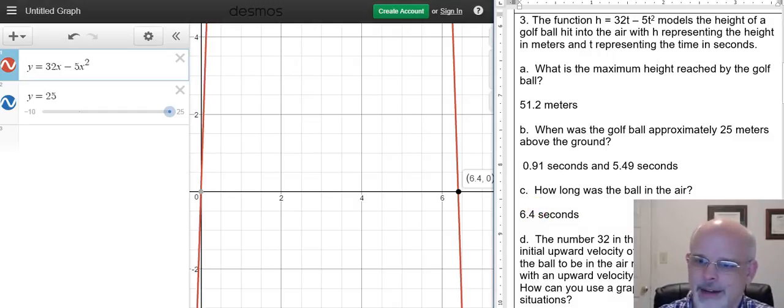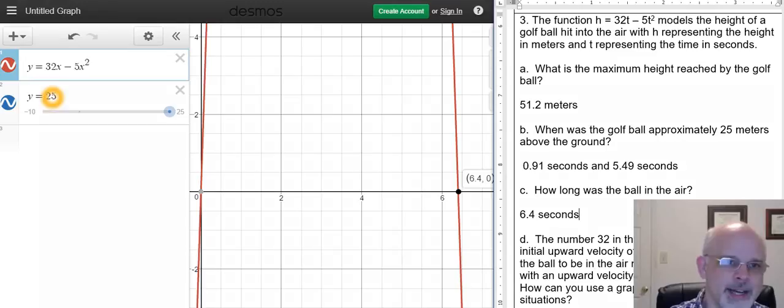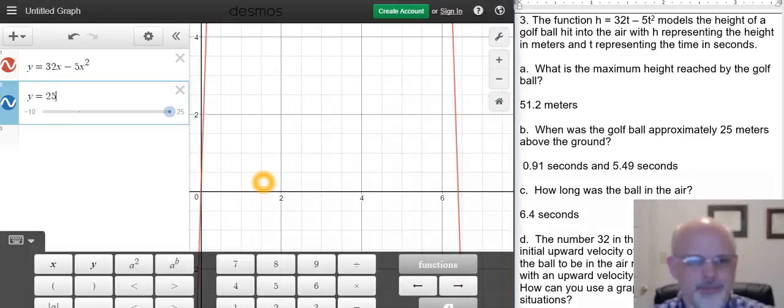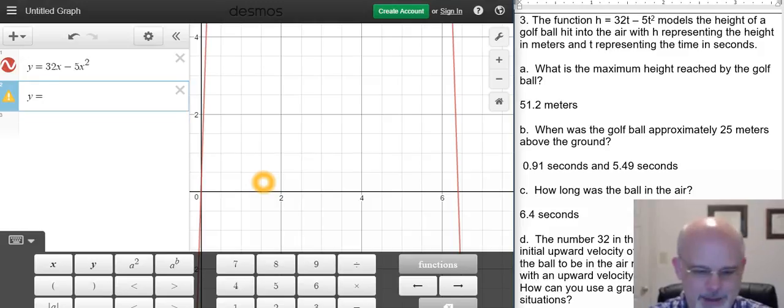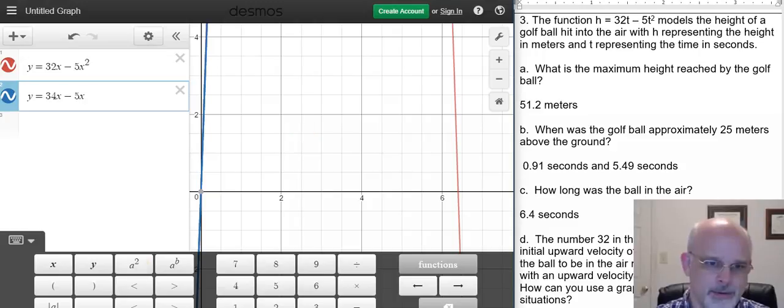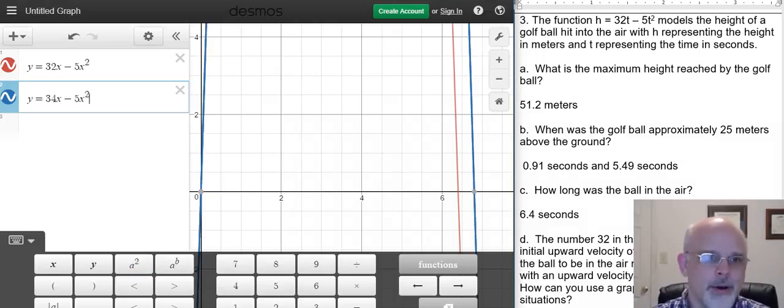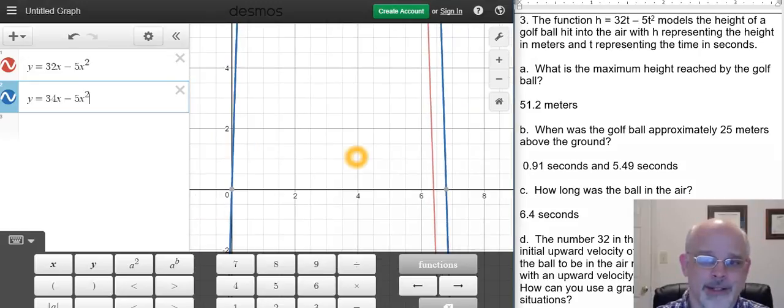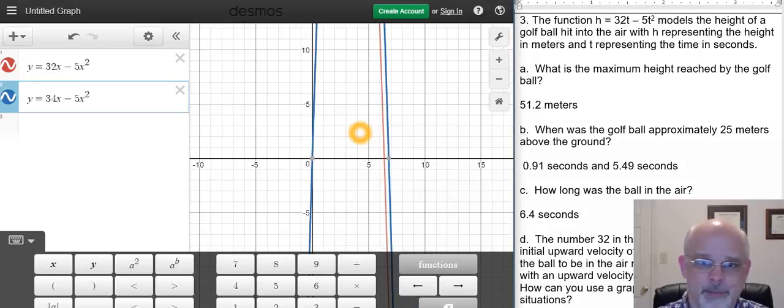And part D says the number 32 represents the initial speed, and it says how would it change if it were 34 instead? Well, let's take a look at that. I'm going to come over here and delete this y equals 25, and I'm going to type in 34x minus 5x squared. So the red curve is the original path of the golf ball at 32 meters per second, and the blue one is the new path of the golf ball at 34 meters per second. So let's see what would happen to it by looking at the graph.